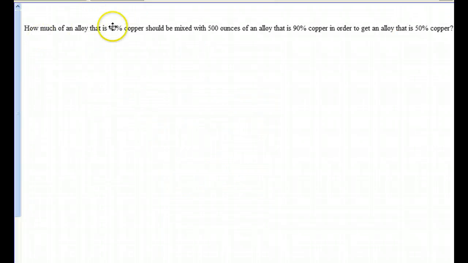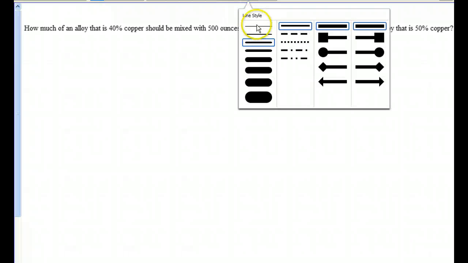And then this is another one I was telling you about. It's a mixture problem where the percent in the mixture is not right in the middle of these two numbers. It's closer to this number than it is to this number. But you're going to do the same approach for all of these.